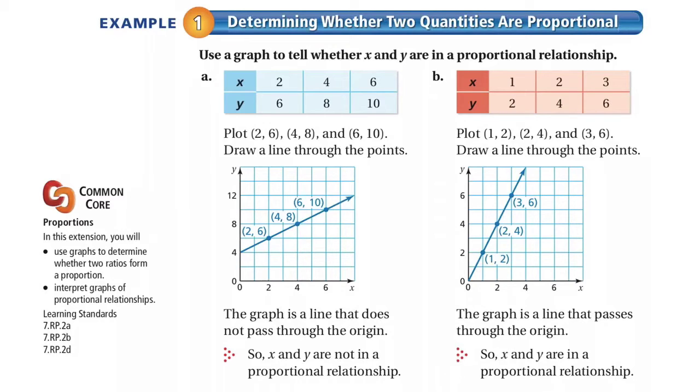If the graph of the line goes through the origin, then it's a proportional relationship. And if it doesn't, it ain't.